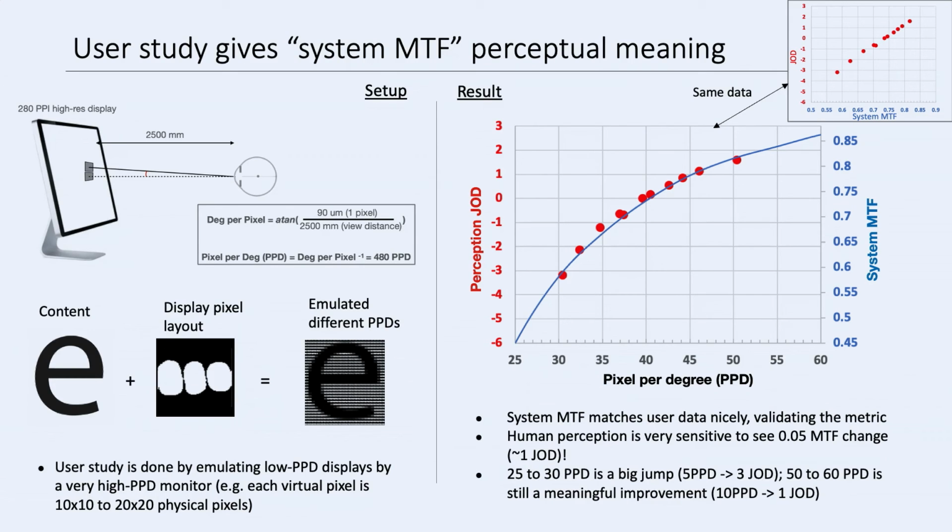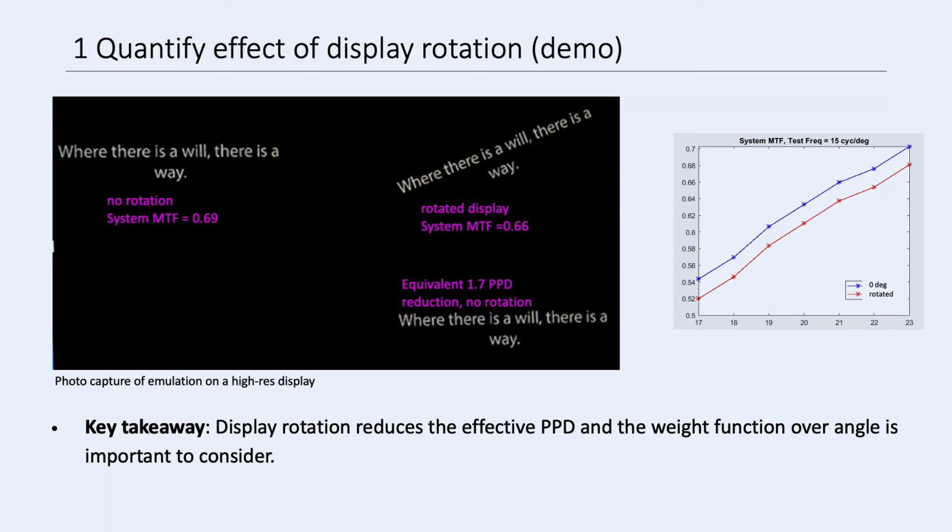And 25 to 30 PPD, 5 PPD generate 3 JODs, right? So that's the biggest gain from investing. At 50 to 60, you still see difference, but it's not dramatic. We have limited time. I do want to leave some time for questions, but here I'll skip this application, which is talking about how the display orientation matches or mismatches the text orientation and how that can generate effects. We have a demo at 5:30.